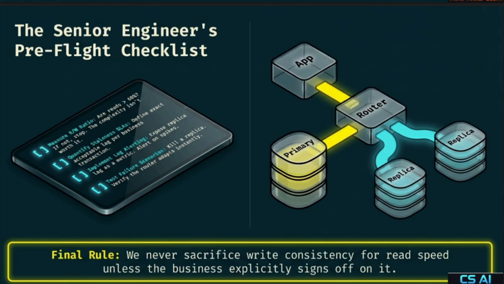To wrap up, here is a senior engineer's pre-flight checklist. Measure your read-write ratio. If it's not mostly reads, replicas won't help. Quantify your staleness SLA for different parts of the app. Implement lag alerting, and always test failure scenarios by killing a replica to see how the router adapts. The final rule: we never sacrifice write consistency for read speed unless the business explicitly signs off on it.